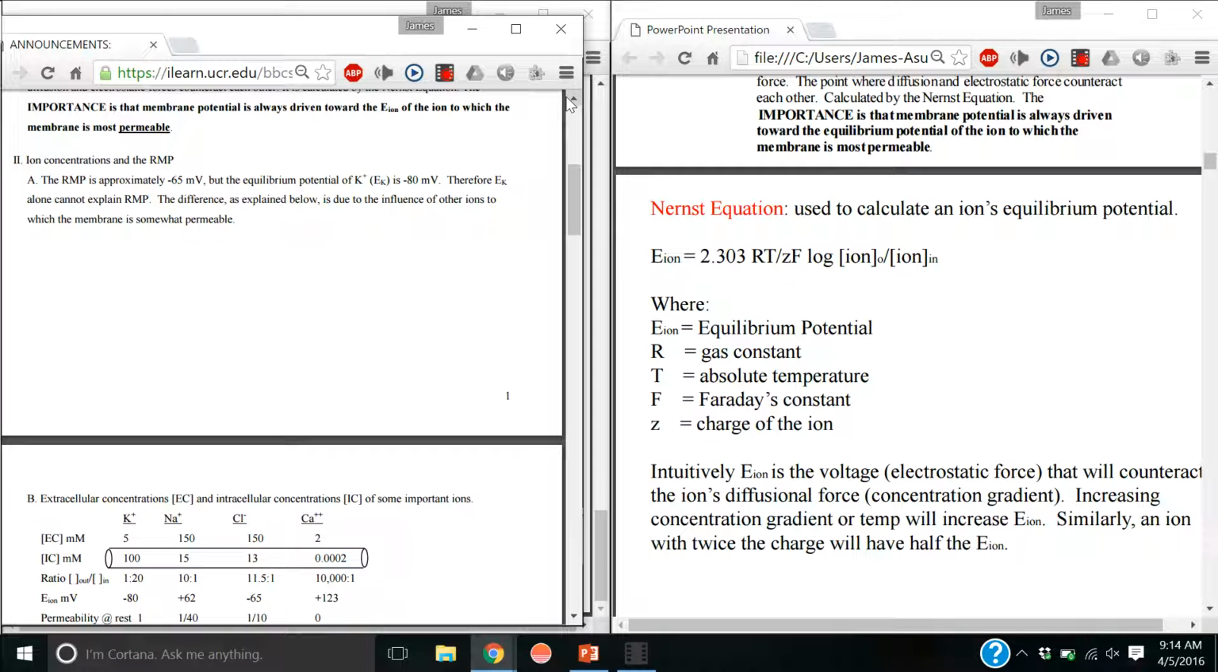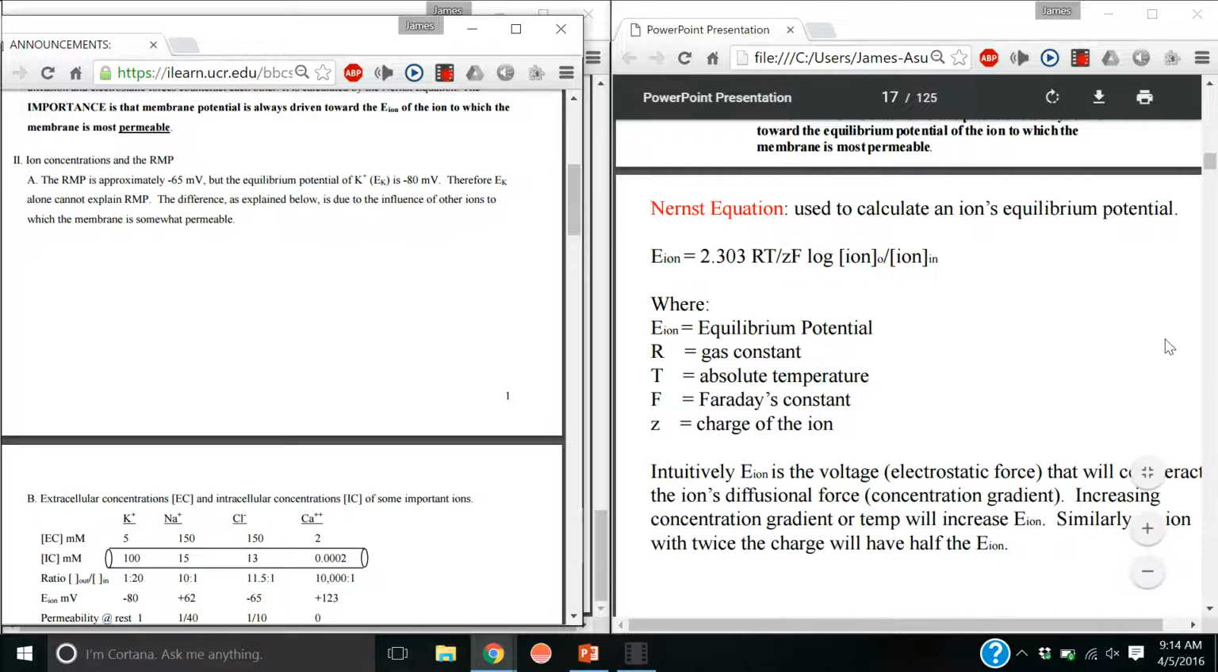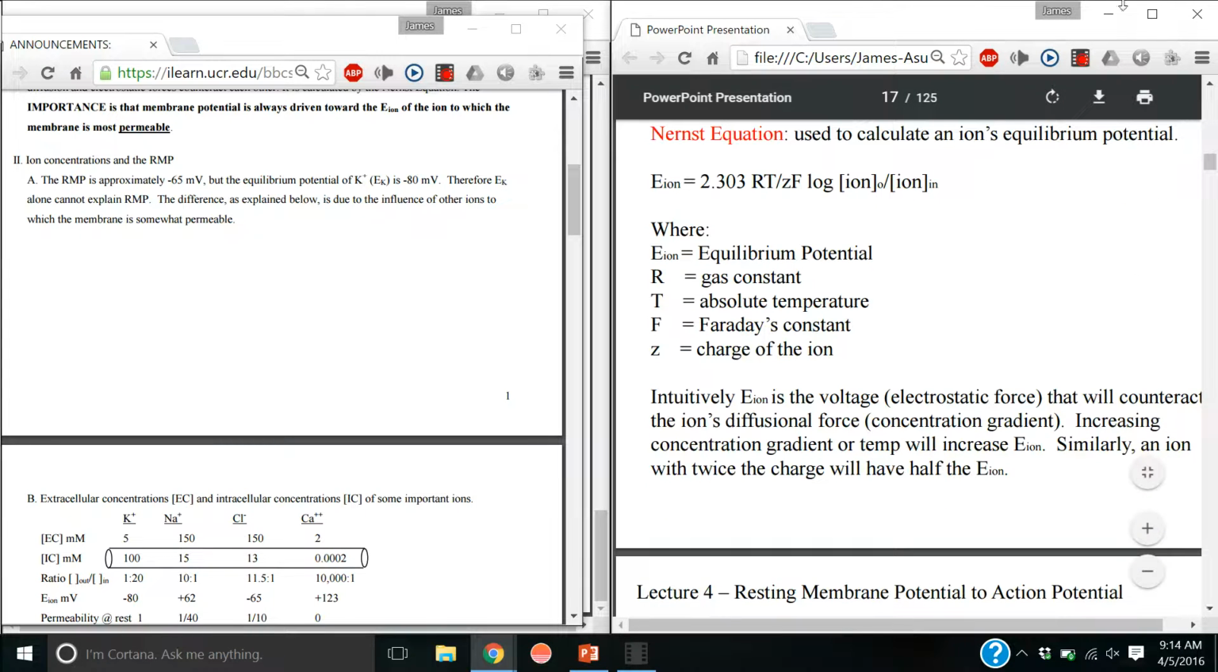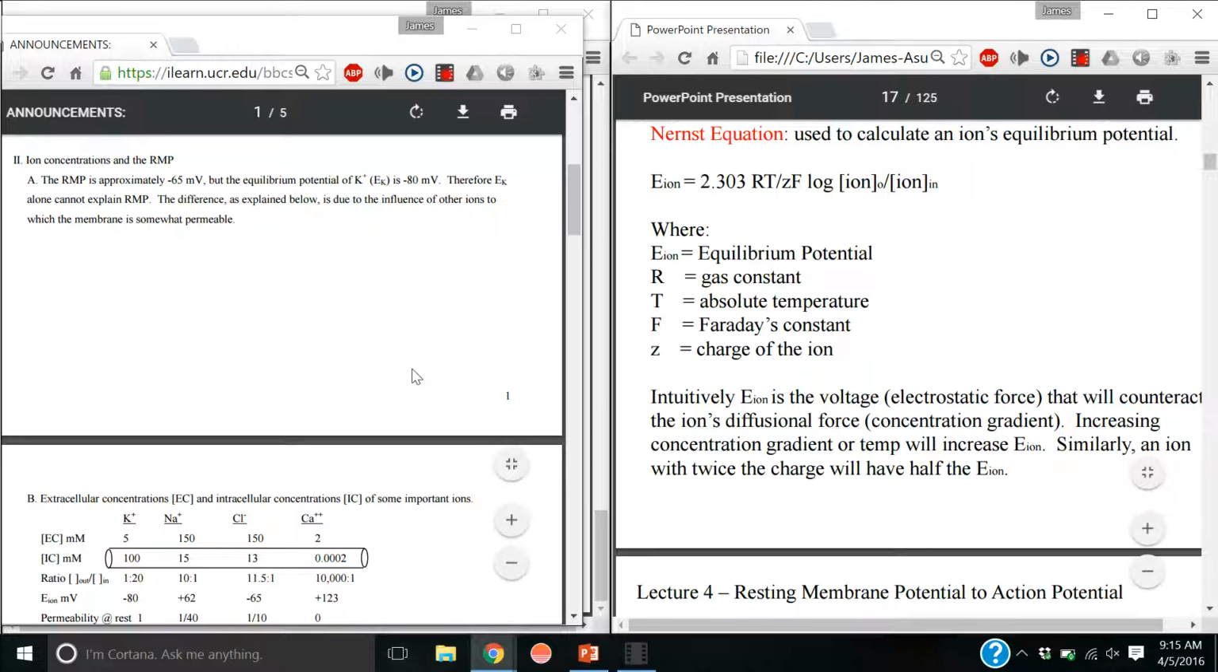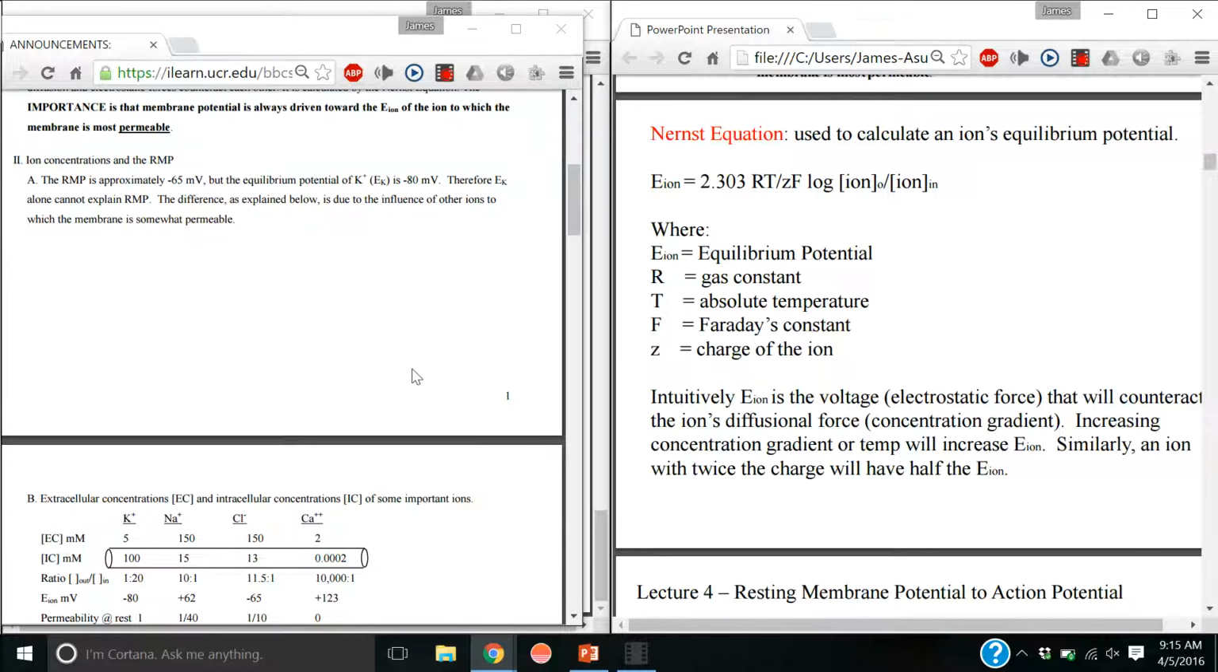So the question that was asked over here, minus 80, minus 65, same resting membrane potential given negative 65 millivolts, versus equals minus 80 millivolts. So we're explaining the difference. And so that's exactly the question that's posed right here. And the answer to that is that there are other ions involved that do have some permeability.